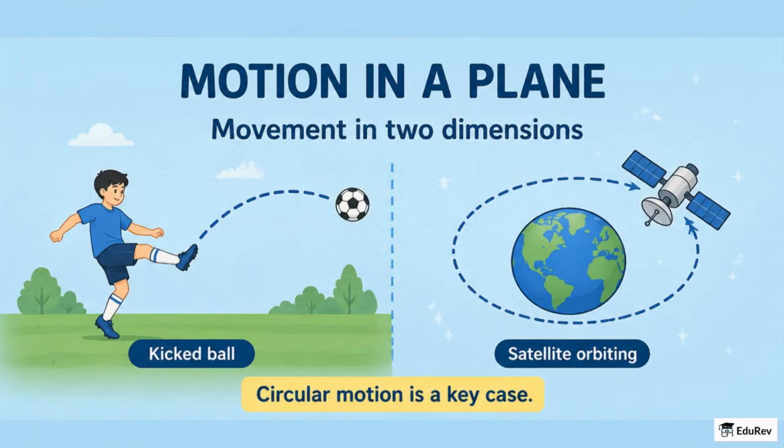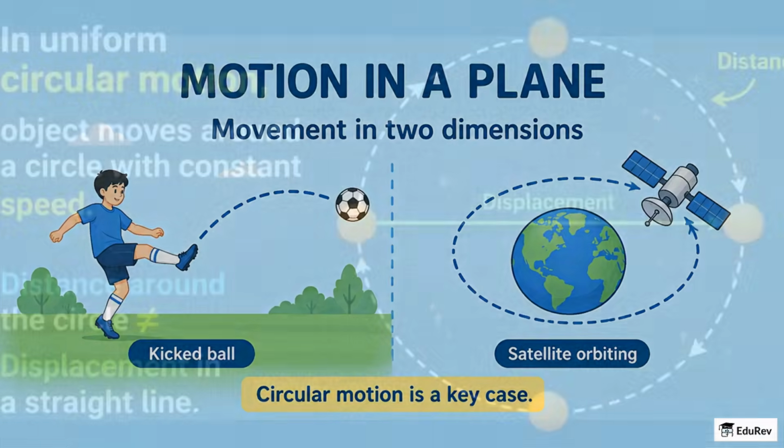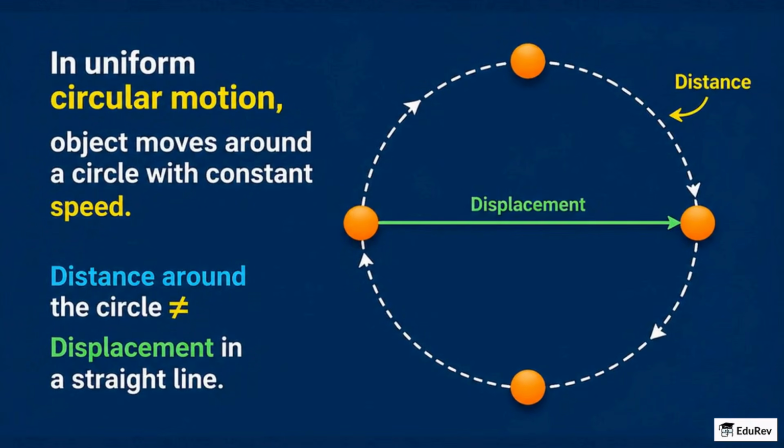Motion in a plane means movement in 2 dimensions, like a kicked ball or a satellite orbiting, and circular motion is a key case. In uniform circular motion, the object moves around a circle with constant speed. Distance along the circle is not equal to displacement along a straight line.